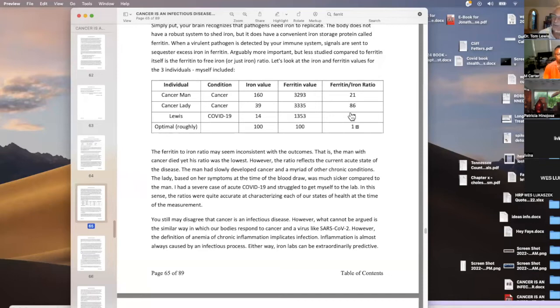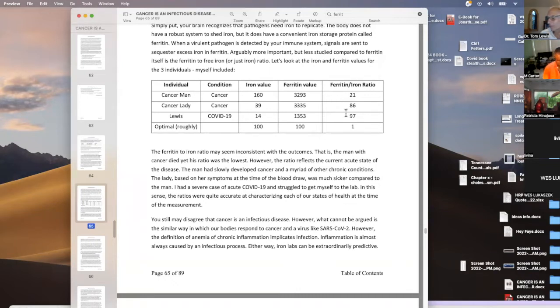Now, what's interesting about these three, and I only have an N of 3, a cohort of 3, so we can't make all kinds of conclusions. But I was much more acutely sick than the lady, and she was much more acutely sick than the man. And you can see how the ferritin to iron ratio not only tells you you have anemia of chronic inflammation, a chronic infection, it was kind of a barometer of how severe it was. So I thought that was very interesting.